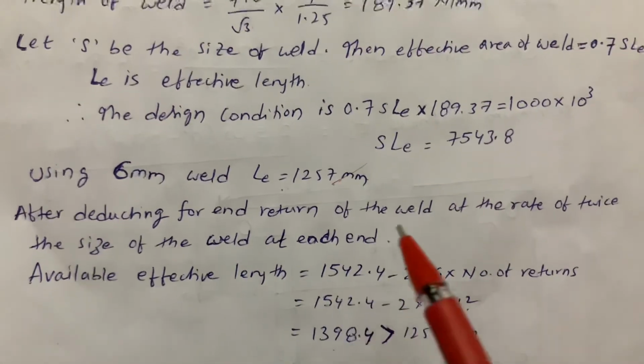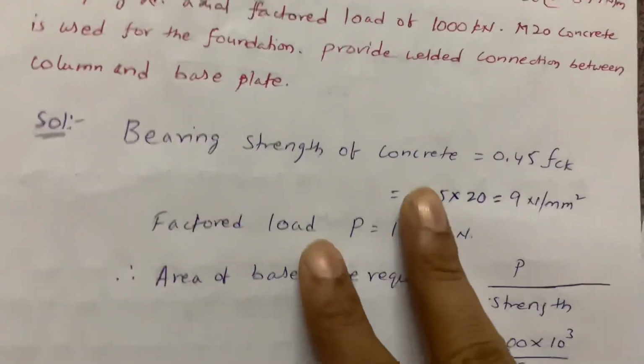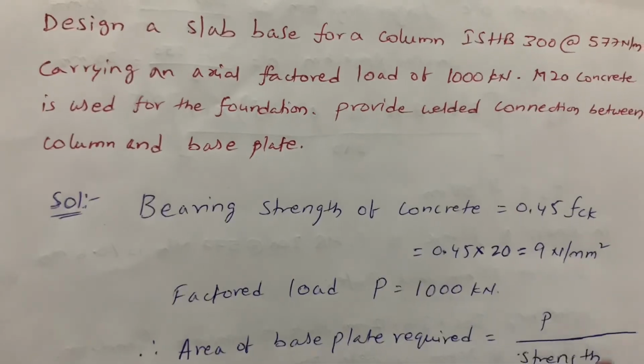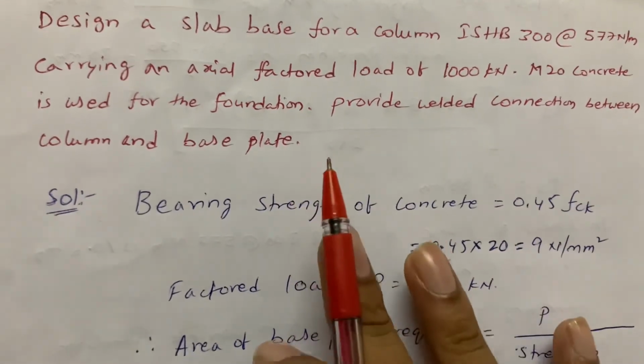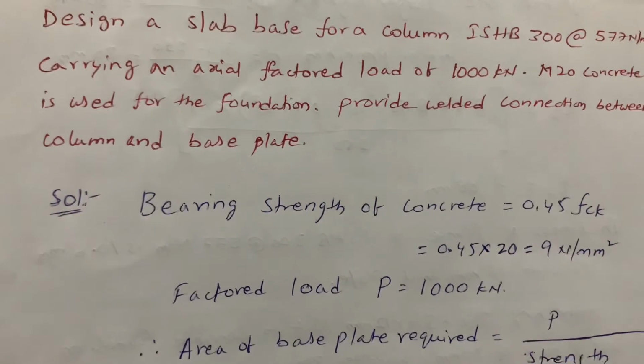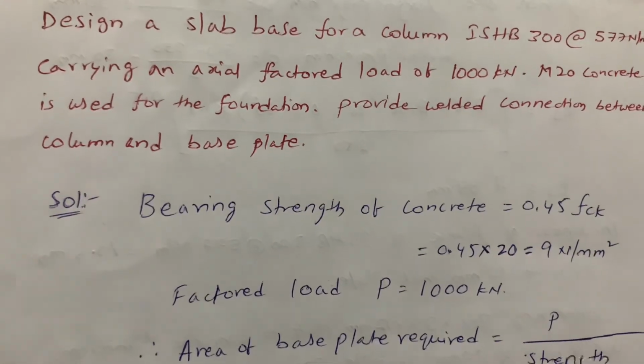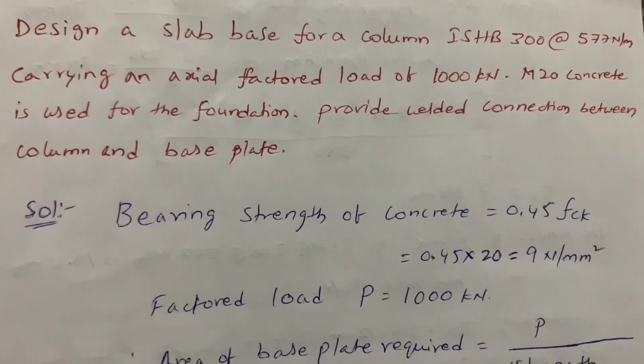So like that we are going to calculate the slab base. In the design of steel structures, in column foundations, there are two types of column bases, that is the slab base and the gusset base. So this is the slab base problem. In the next video, I am going to upload a gusset base problem.